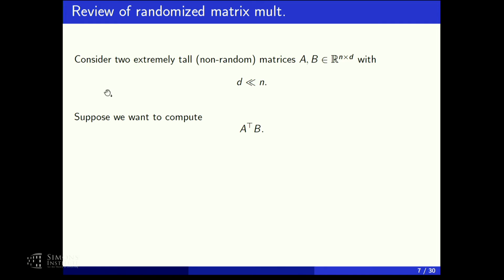I'm only going to focus on the randomness in the algorithm and/or the randomness in the Bootstrap method that I'll propose. Okay, so the number of rows is n. That's a very large number. The number of columns is d. It's relatively small compared to n. It could be large in an absolute sense. And let's say we want to compute A transpose B.